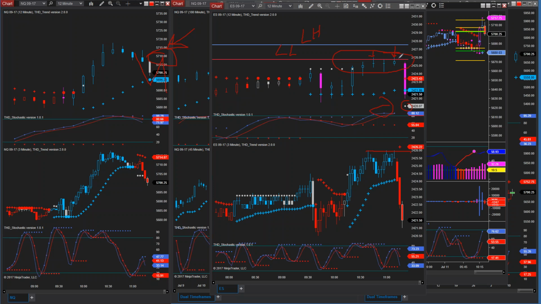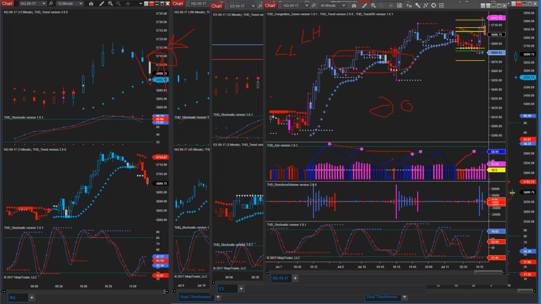These patterns repeat. It does not matter the market. They're going to repeat themselves. It's just the way it works.